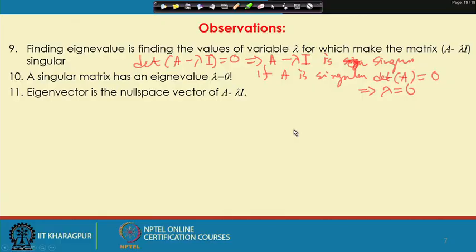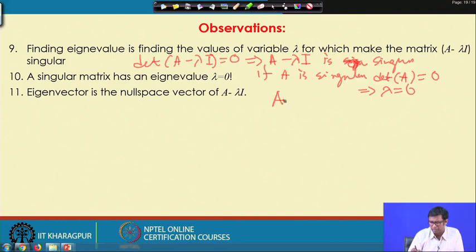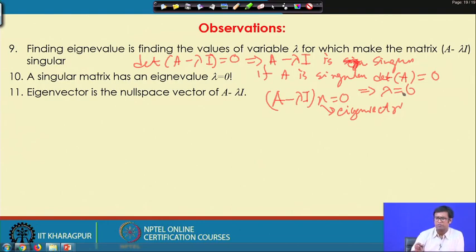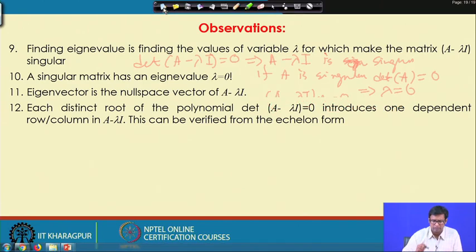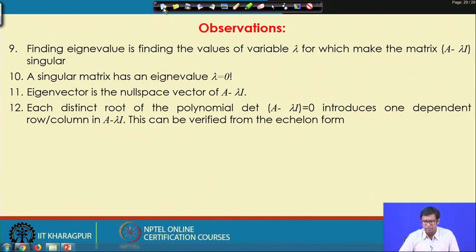Eigenvector is the null space vector of A minus lambda I. We have seen it in the last example, because we are solving A minus lambda I x is equal to 0, and this x is eigenvector. So, it is null space vector of A minus lambda I. Each distinct root of the polynomial, which is determinant of A minus lambda I is equal to 0, introduces one dependent row or column in A minus lambda I.